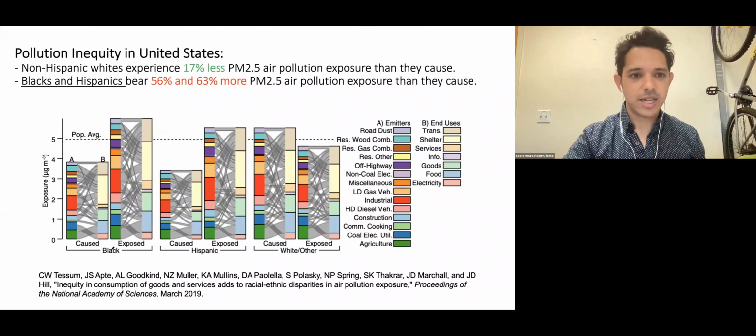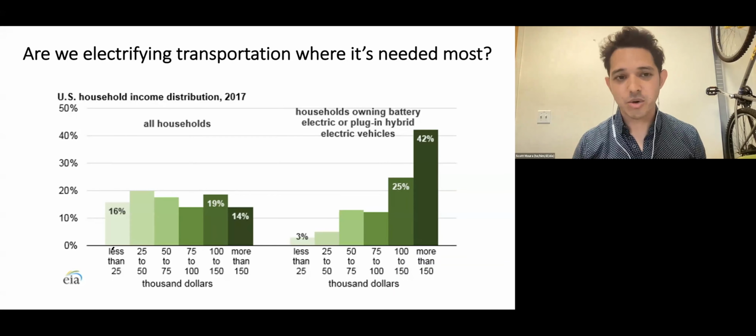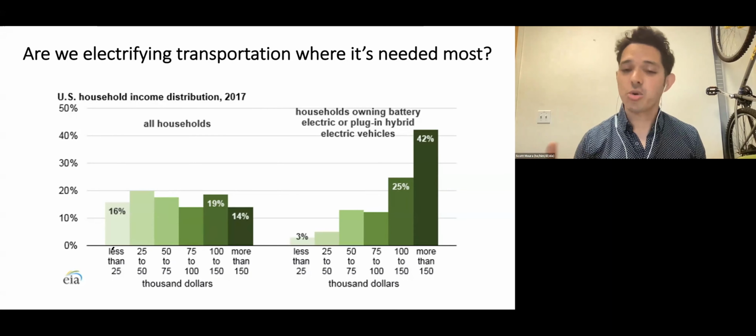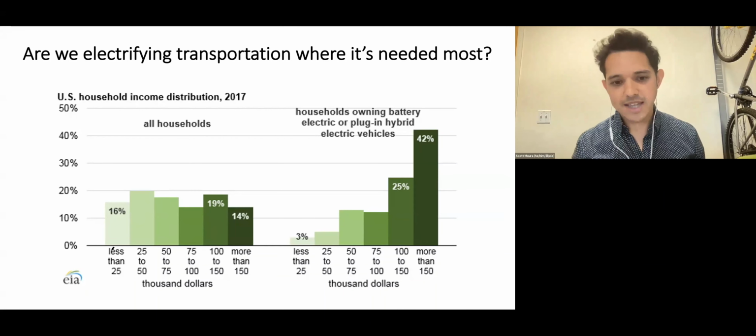This is data from 2017. I don't have more recent data, but I think the trends probably hold true today. And the message is so clear in this slide that I still like to show it. On the left, you have the distribution of income for all households in the US, right? So you can see relatively uniformly distributed according to those brackets of income.